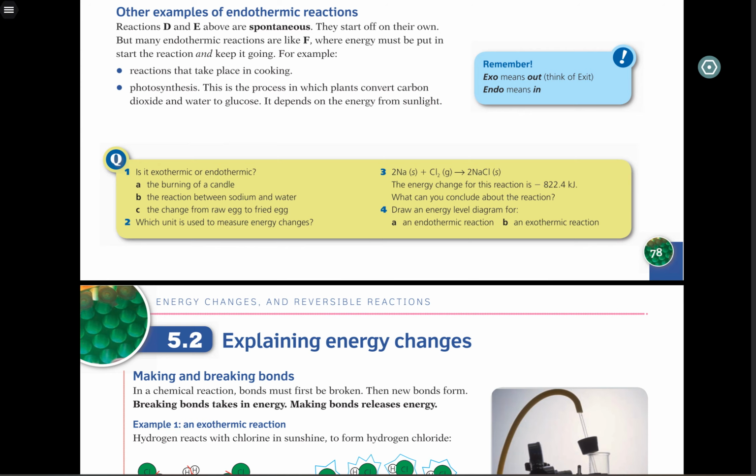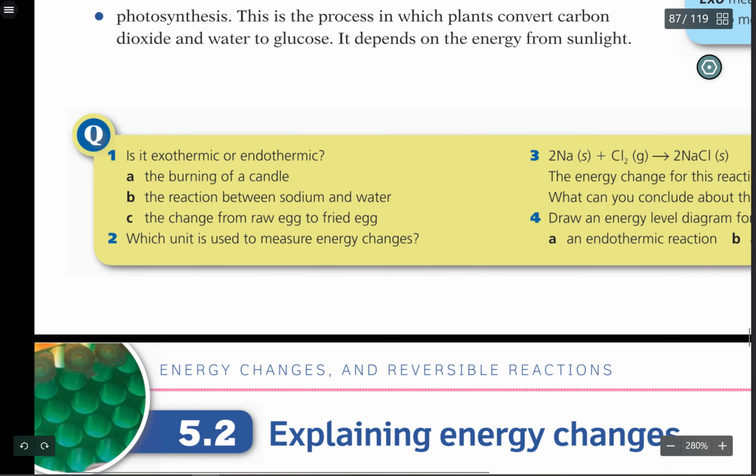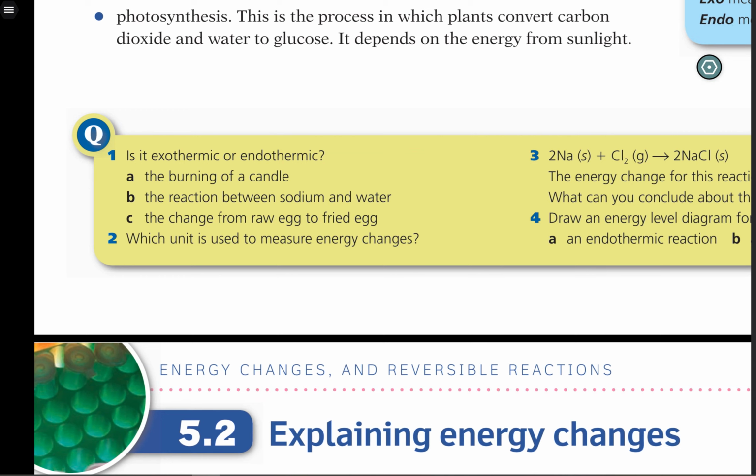Let's answer the questions of section 5.1 on page 78. Question number 1. Is it exothermic or endothermic? Part A. The burning of a candle. When a candle burns, you can feel that it releases heat and light. So this is an example of an exothermic reaction.